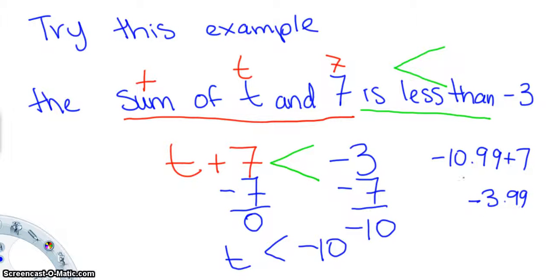So we know negative 3.99 is less than negative 3. So any number up until 10, if I wanted to do 10.0001, it would be the same case. So we say that t is less than negative 10 as our solution.